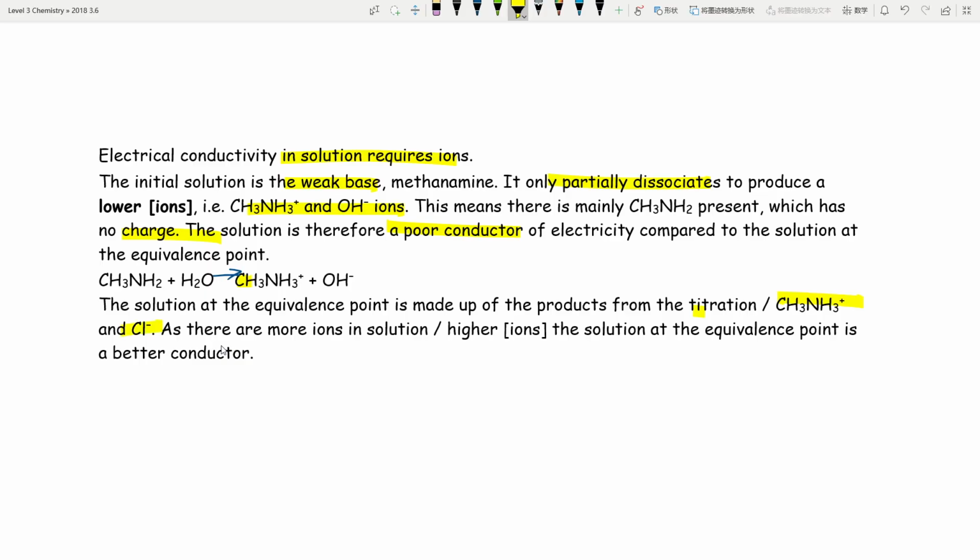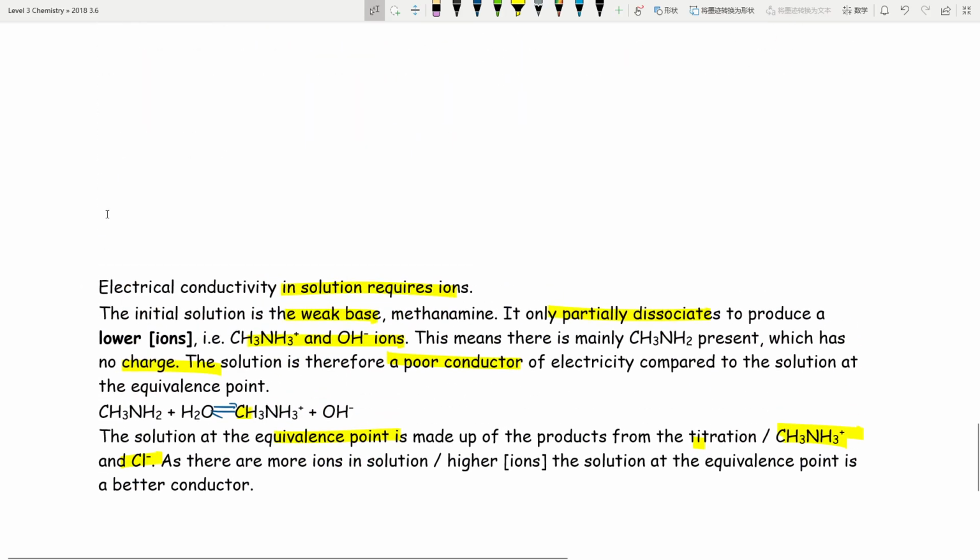Actually, that should be in equilibrium. Okay, and so for the equivalence point, you have tons of free moving ions. Therefore, you have a better conductor of electricity. So that's the end of this particular question. Yep, that's it. Hopefully you have learned something, and I'll see you guys in question 3. Okay, all right, bye bye.